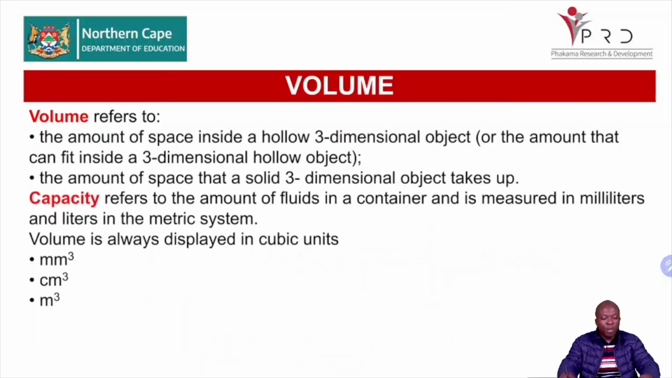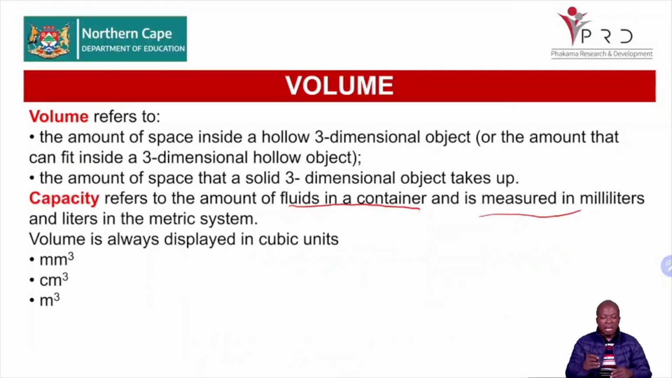So whenever we talk of volume, you must know it's the amount of space inside a hollow 3D object. So if you have a water bottle, inside the water bottle, the amount of water that we can pour in is what we call the volume. Then here is the point where I want you to take note. You see, we have volume and we have capacity. When we talk of volume, I've already explained it, but capacity refers to the amount of fluid in the container and is measured in milliliters, liters, or let's say kiloliters. Capacity is a metric system way of measuring liquid.